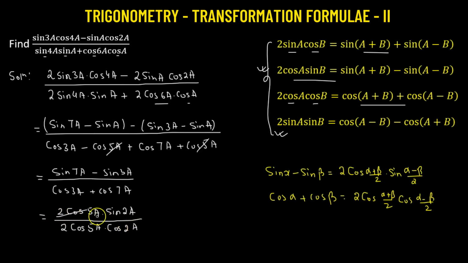So we can factor out 2 cosine 5A from the numerator and the denominator, and this ratio is nothing but tangent of angle 2A. Therefore, the value of the given trigonometric expression is going to be equal to tangent of 2A.